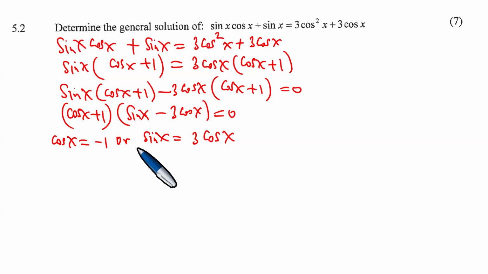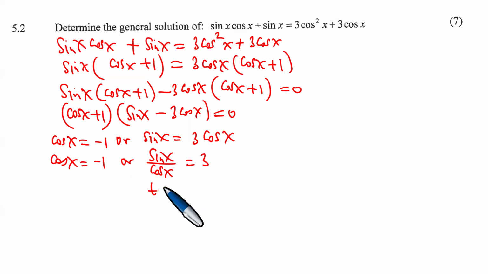Reference angle, yes. We get our reference angles. Well done. Let's just write a trivial step here. Cosine x is minus 1. And then here we can divide by the cosine, which is 3, right? And obviously it gives us tan x equals 3. And this is cosine x equals minus 1, or.